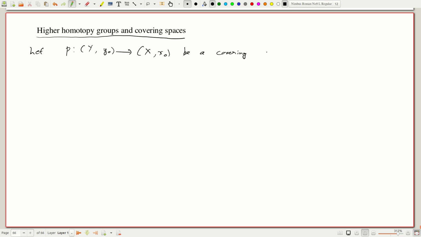Okay, with fundamental groups we knew that the induced map is an inclusion, and more or less the converse is true, the whole Galois theory, but here we have a different result. Okay, so let me take n greater than or equal to 2. Theorem: P star from pi n of (Y, y0) to pi n of (X, x0) is an isomorphism.